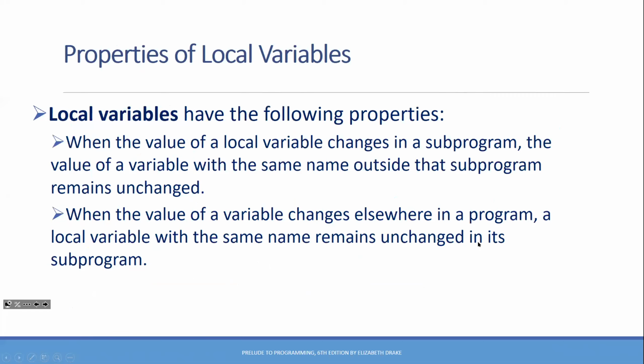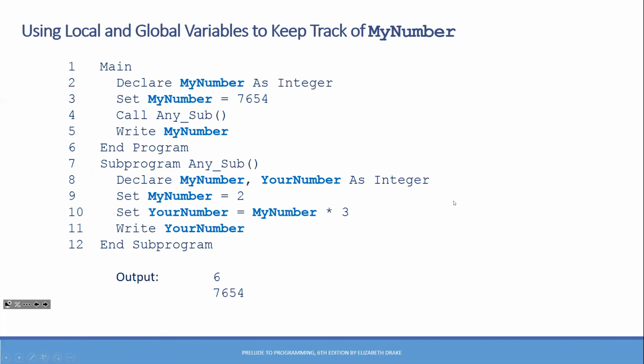And again, the value of a variable, when it changes elsewhere in a program, a local variable with the same name remains unchanged. So I could have 2 subprograms using the same variable name, but they are not using the same exact variable in memory.